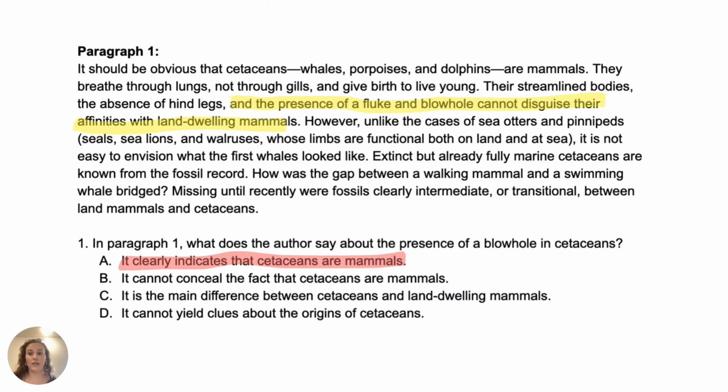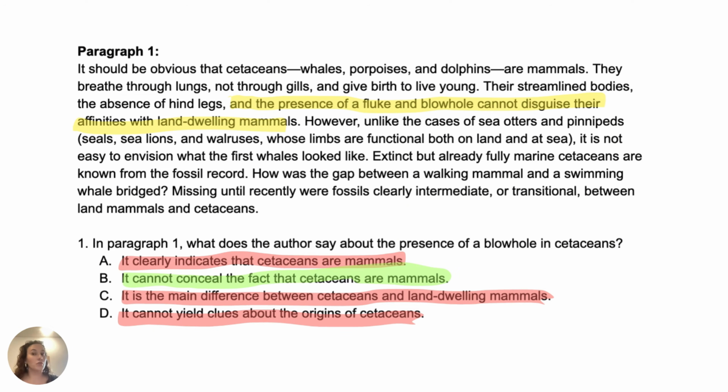Okay, what about choice C? It is the main difference between cetaceans and land-dwelling mammals. That's very different from my prediction. I said that they have similarities with land-dwelling mammals, not that that is a difference between them, especially not the main difference. So we would eliminate choice C. Okay, what about choice D? It cannot yield clues about the origins of cetaceans. That's not related to our prediction, not at all. So we're going to eliminate that one. And yes, the correct answer is B. It cannot conceal the fact that cetaceans are mammals.